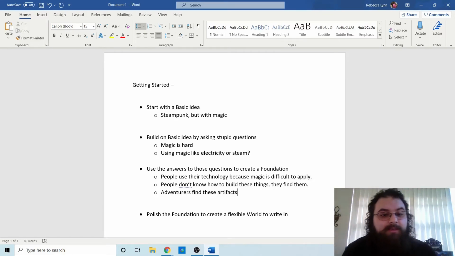There we go. So now we've taken steampunk, but with magic, and we've expanded it out into a world where you have people who go out to find artifacts that are used to drive the technology in day-to-day life. To me, that seems like a fairly interesting premise. But there's still one hiccup, at least that I can imagine, which is what happens when these things break, right? It's a kind of natural question.